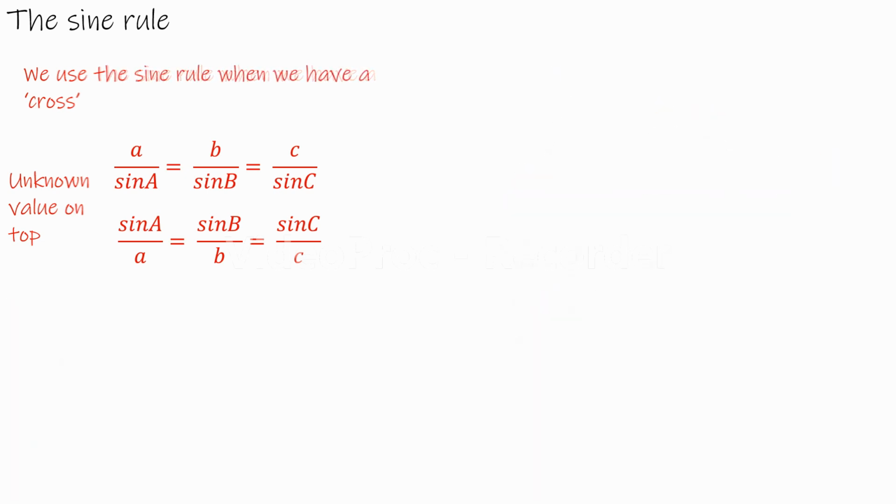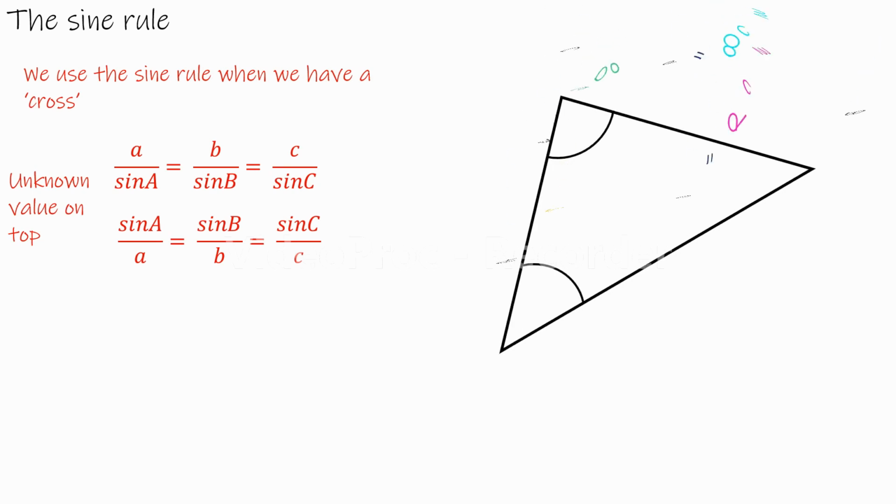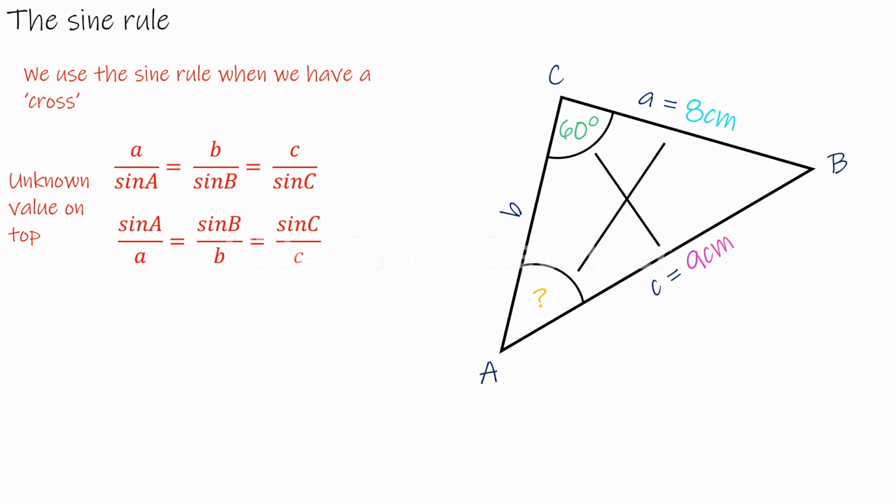Now, let's take a look at another example, where this time we're going to be finding an angle. So, here is our sine triangle with all of our values in it, and we can obviously draw our crosses in just to make sure we are definitely using sine here. This time we want to find angle A. So, as we need an angle, we're going to use the second sine rule, as we want our unknown value on top, meaning we have sine A over 8 equals sine 60 over 9.